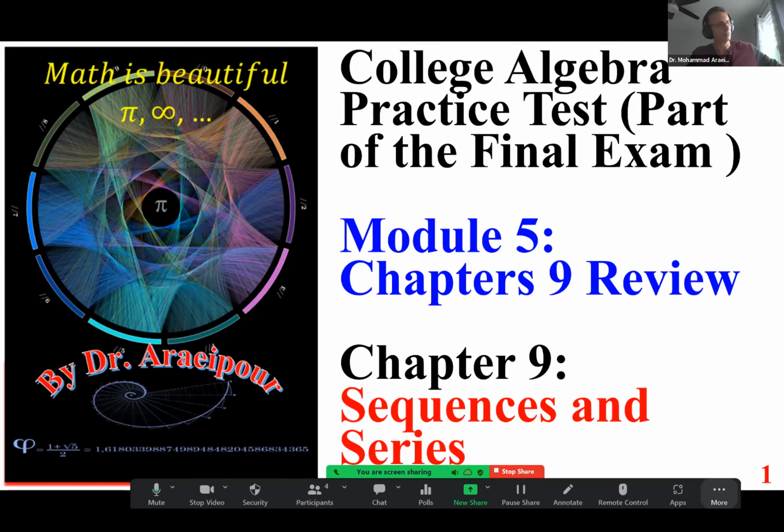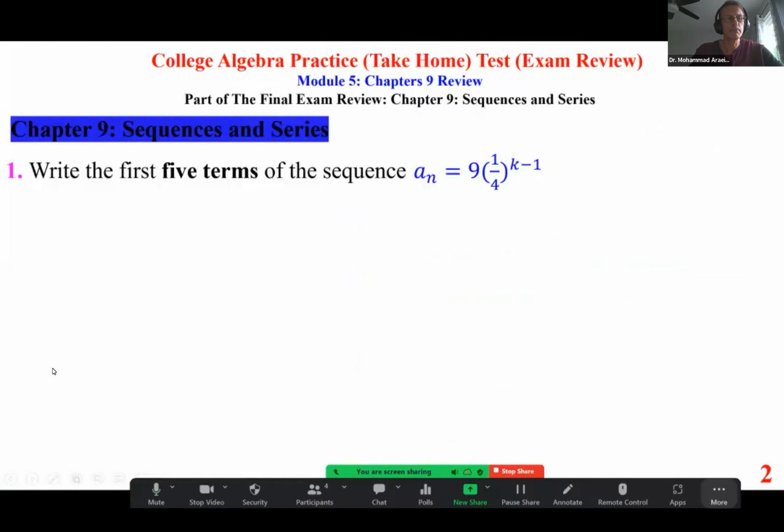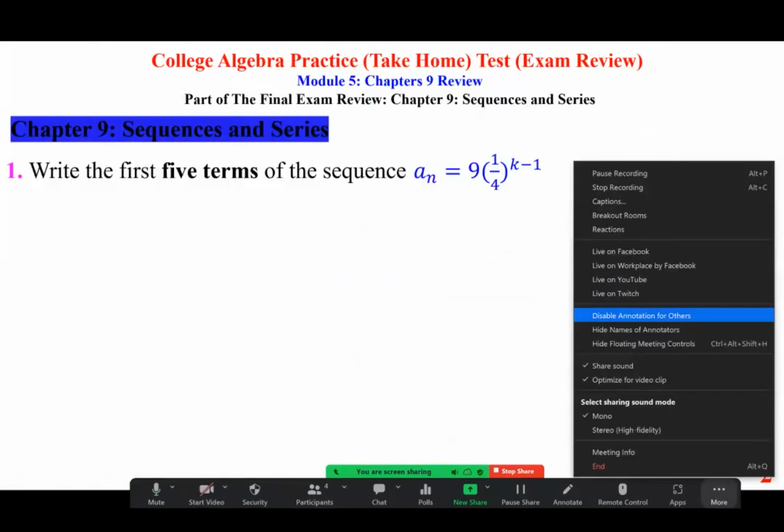Good afternoon, class. We are looking at College Algebra Module 5, covering Chapter 9, Sequences and Series. Starting with the first question. Let's clean this up.